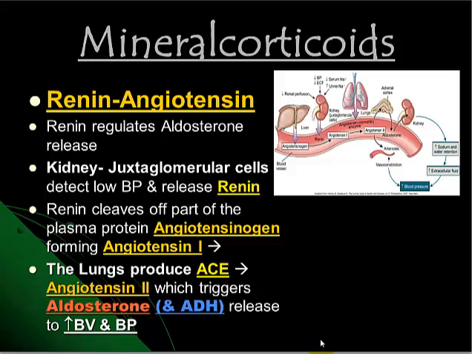When angiotensinogen passes through or encounters renin, renin cleaves off part of the name as you notice on the screen, and angiotensinogen becomes angiotensin 1. Okay, so now we got 1. When 1 encounters ACE, which is produced by your lungs, now angiotensin 1 becomes angiotensin 2. And if you look at angiotensin 1, what's happening? It's being converted into angiotensin 2.